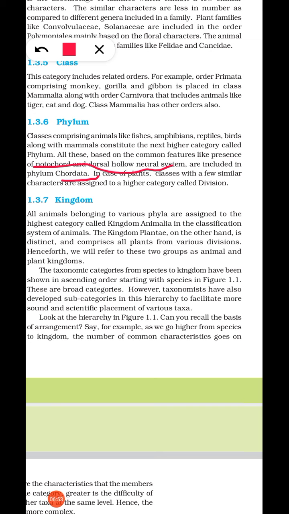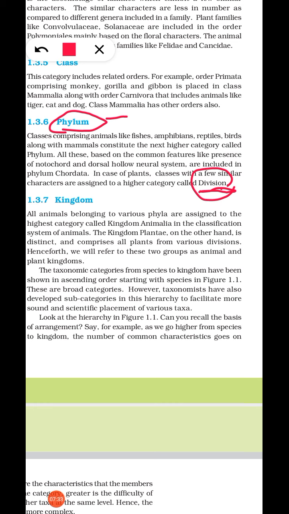In the case of plants, we won't say phyla or phylum. Phylum is the singular and phyla is the plural. In the case of plants, there is another category known as division, which has the same rank as the phylum of the animals. Phylum and division are at the same level or rank. In the case of plants we call it division, and in the case of animals it is phylum. Is it clear?